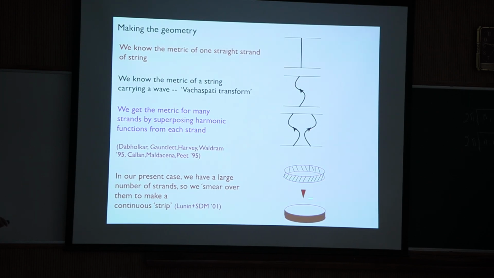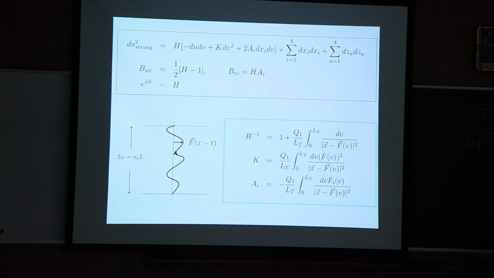In the limit of a large number of strands, you can smooth them out and say you have a distribution, and you get a metric. And the answer looks like this. I don't want to read this. I just want to tell you that the answer can be written in a very compact form, in a closed form. And let's just at least talk about it. This function f of v tells me the profile.